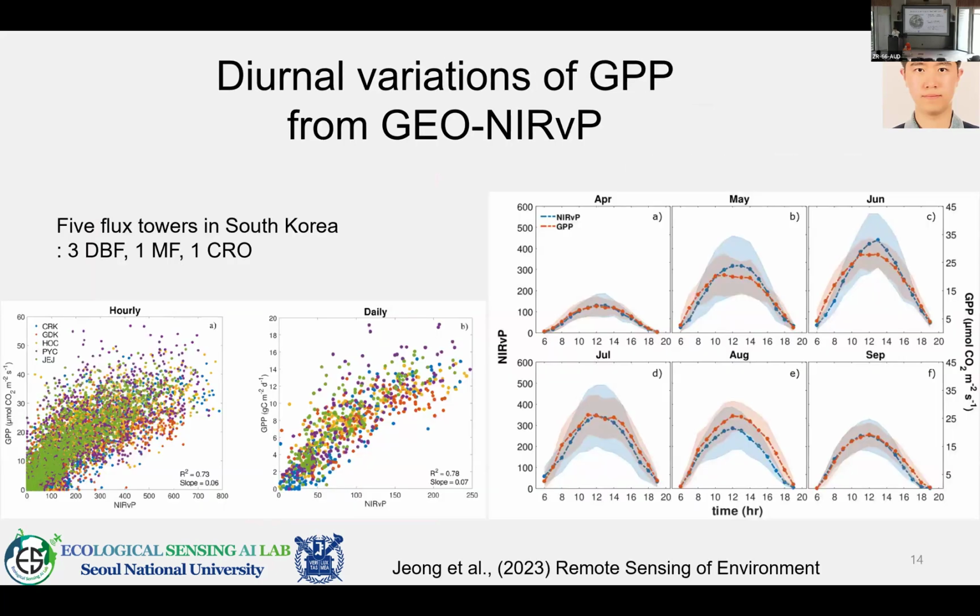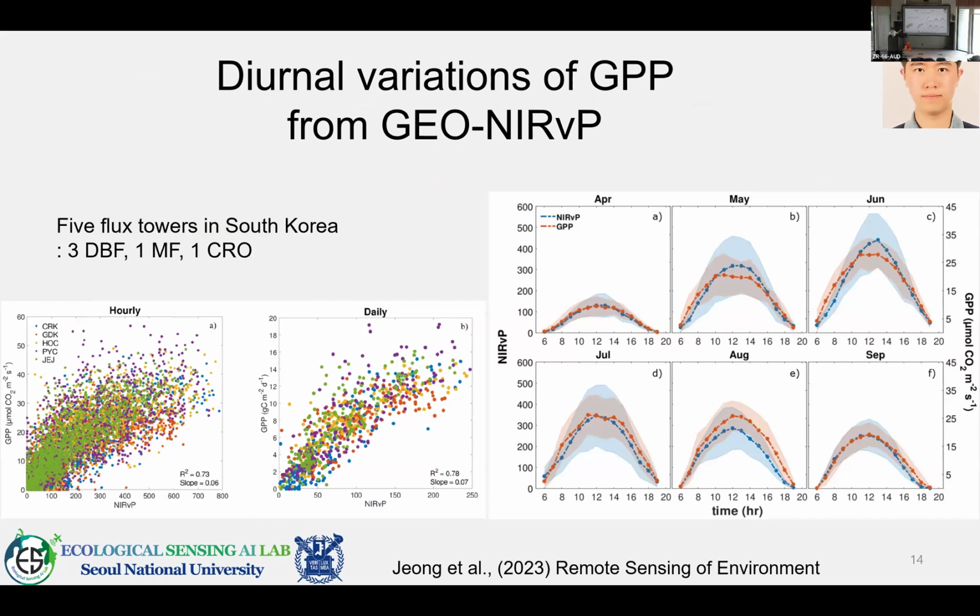So my PhD student, Song Chan, made a paper last year. Here, first we started from the Korean forest. It is not that water stressed. It is summer monsoons, enough rainfall. And so we just applied the NIRvP. So it is NIR reflectance multiplied by NDVI times PAR. And we used NIRvP from the GK2A, the Korean geostationary satellite.